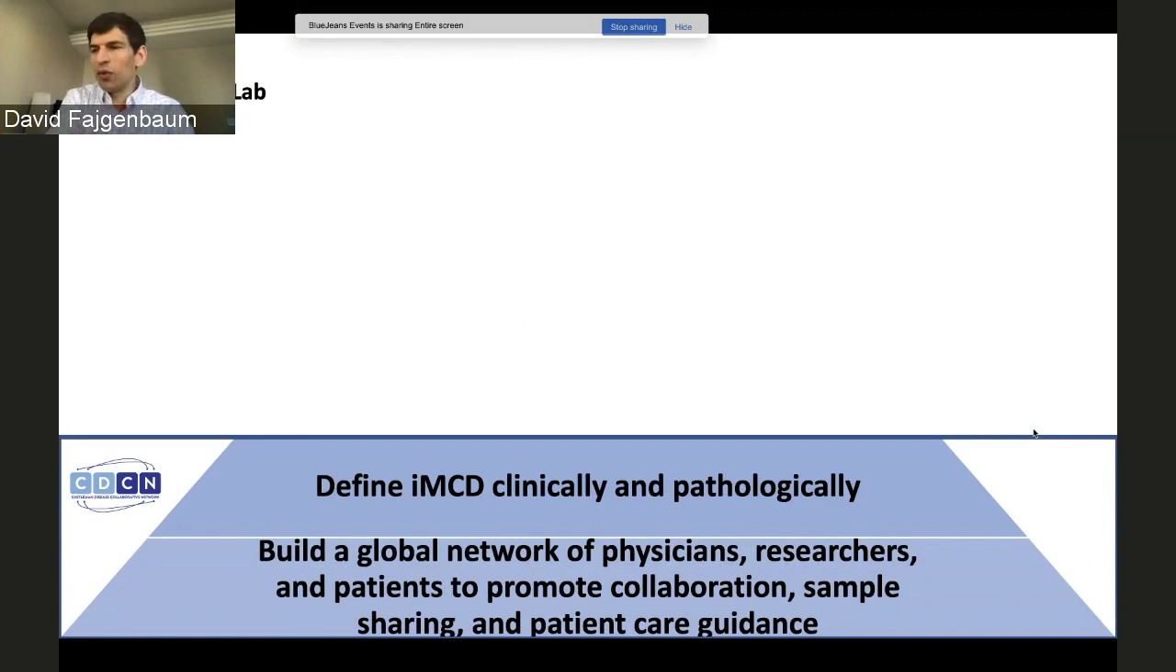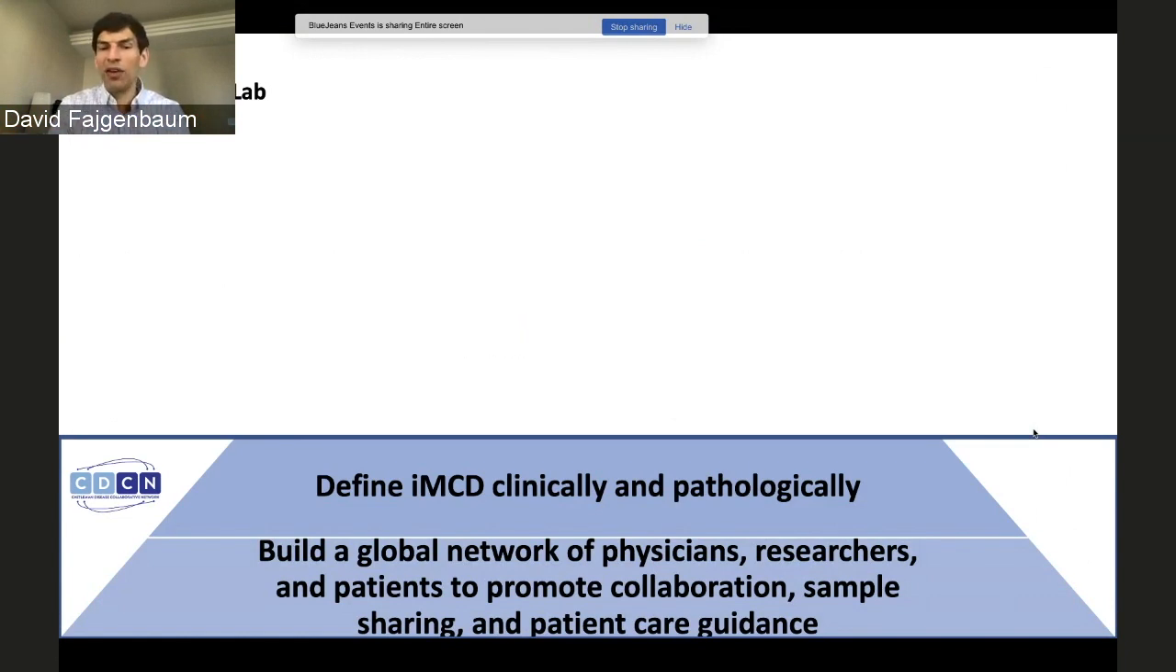We recognize that really the platform upon which all research needs to be done in rare disease really has to be based on a really strong foundation of a global network of physicians, researchers, and patients who have all signed on to sharing samples with one another, working together, promoting collaboration. That really has to be the foundation of rare disease research. And we have a foundation called the Castleman Disease Collaborative Network that helps to facilitate this really foundational element.